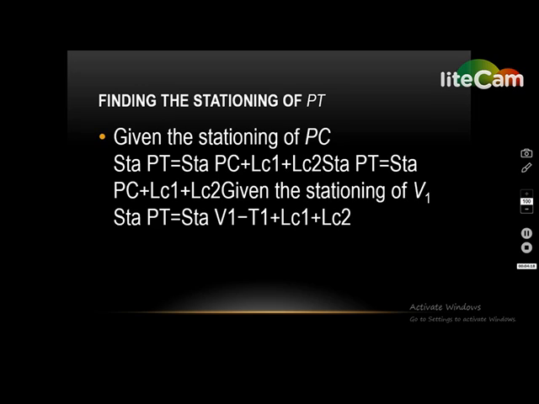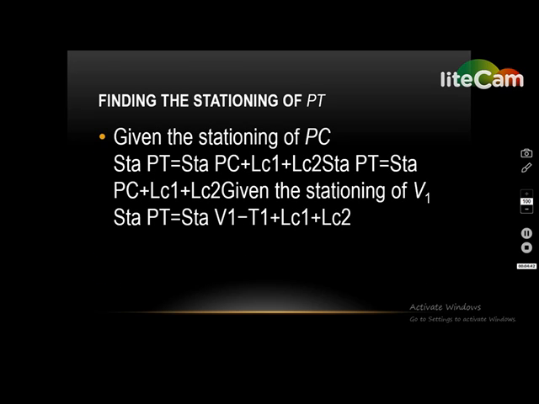If the stationing of the point of curvature is given, the formula would be: the stationing of PT, or point of tangency, is equal to the stationing of the point of curvature plus the length of the first curve plus the length of the second curve. That is, station PT equals station PC plus LC1, the length of the first curve, plus LC2, the length of the second curve.